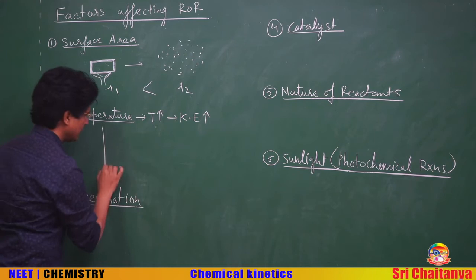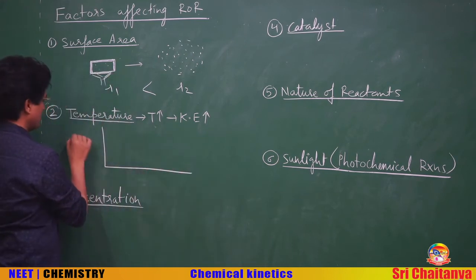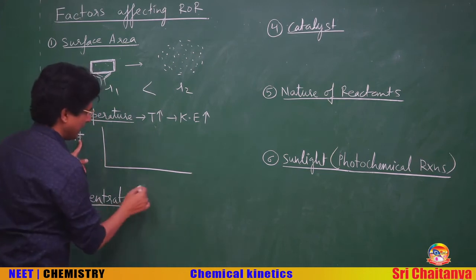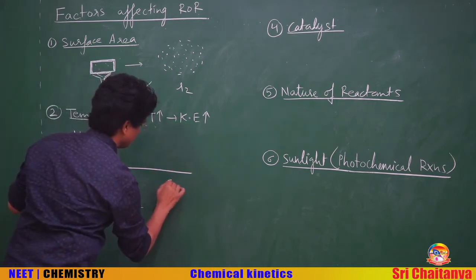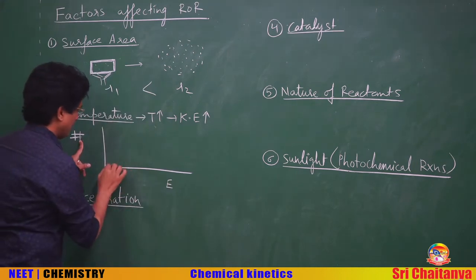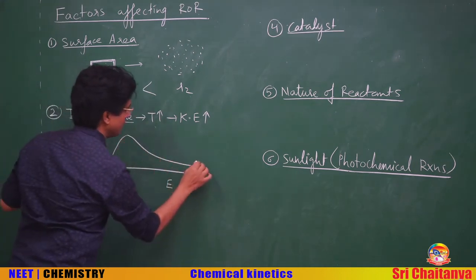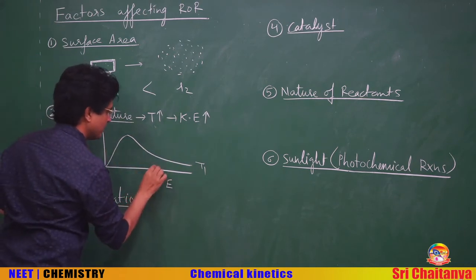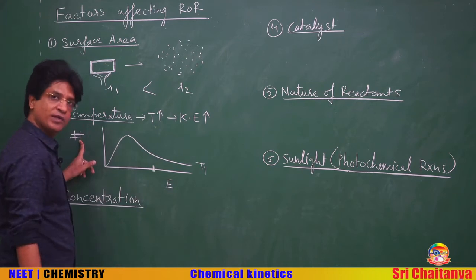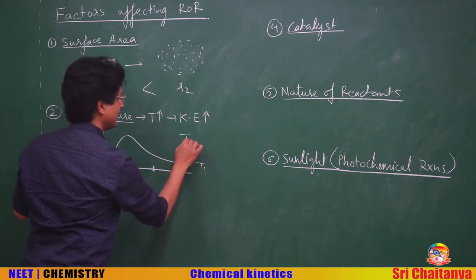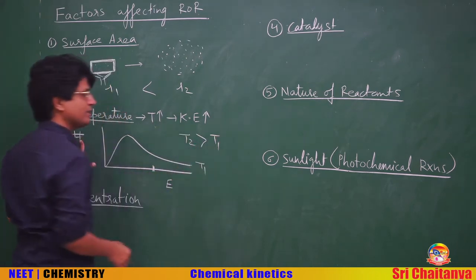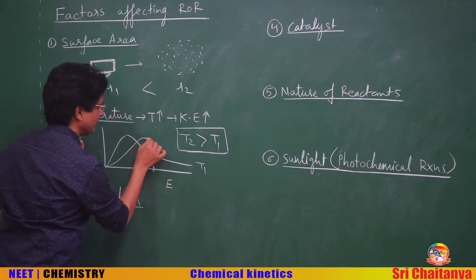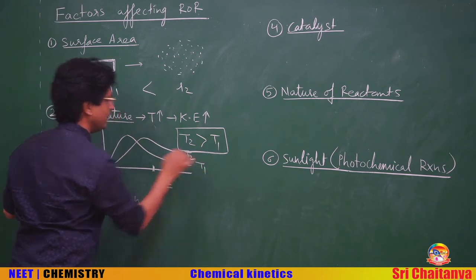Now suppose this is Maxwell's distribution curve. So this is number of particles, hash means number of particles, and this is say energy. At a given temperature, say T1, this is the curve, and suppose this is the bare amount of energy which is required to go for a successful reaction. Now if I increase the temperature, T2 is more than T1. Now the graph will be something like that. This will be for T2.